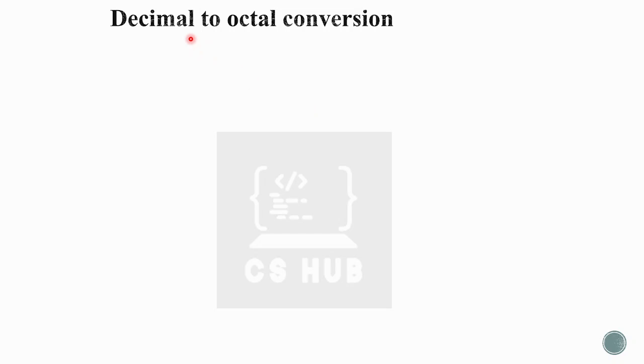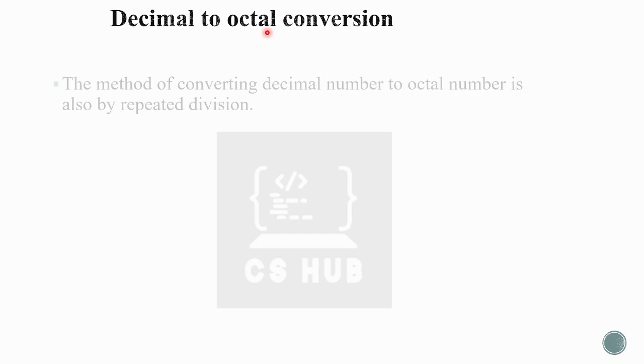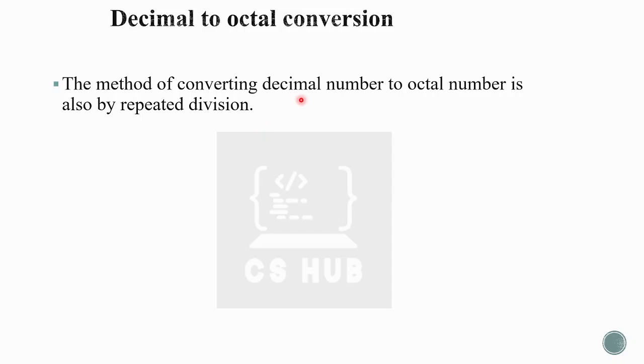Next, we are going to consider decimal to octal conversion. To convert a decimal number into an octal number, we use repeated division, but not by 2, but by 8, because the base of the octal number is 8. So we are going to repeatedly divide the decimal number by 8. The method of converting a decimal number to an octal number is also repeated division.